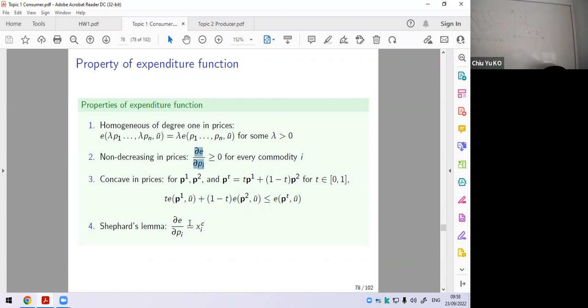It's not surprising because you change one price a little bit, right? How much is your expenditure changed? It just increases a little bit, then the substitution effect is very small. So we just increase the same as the price.